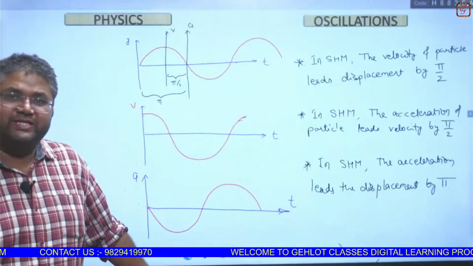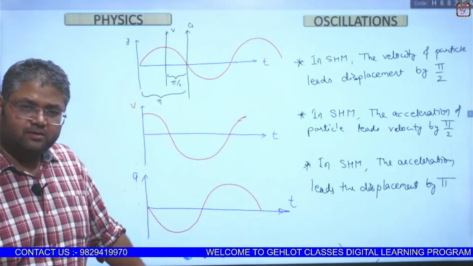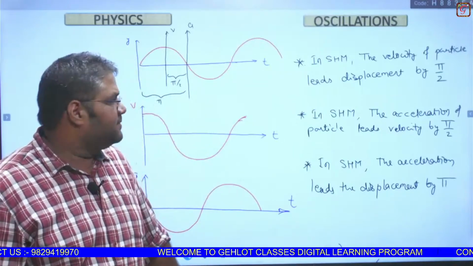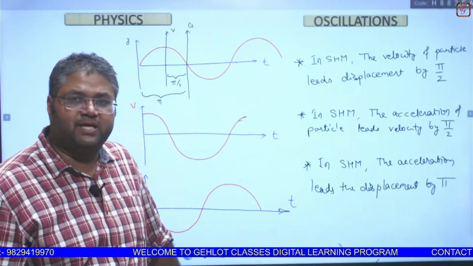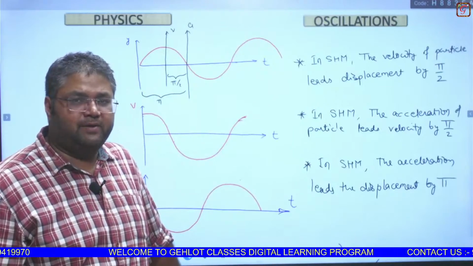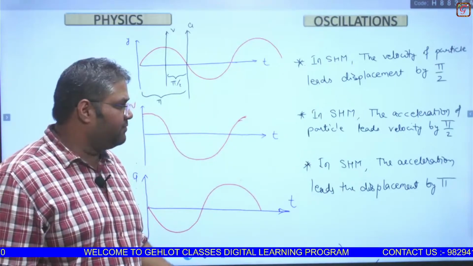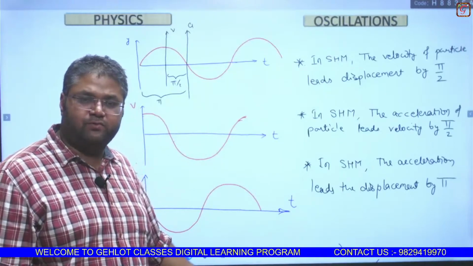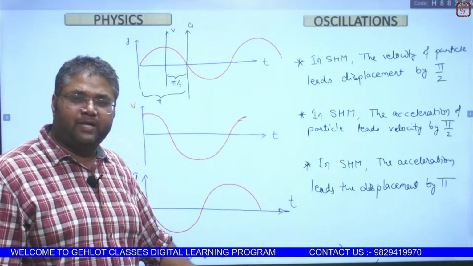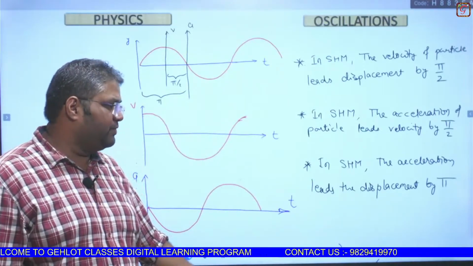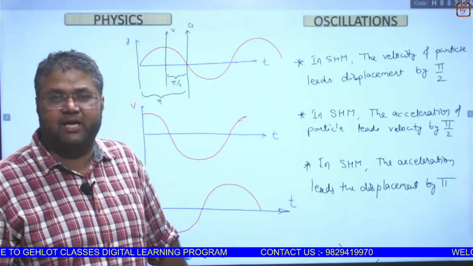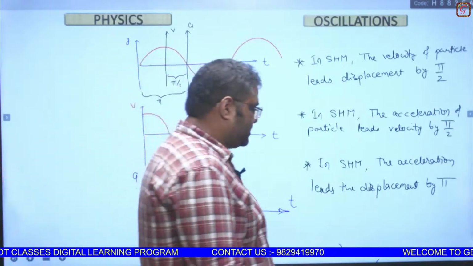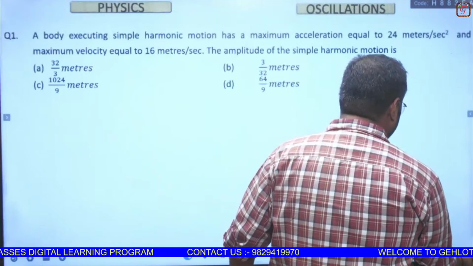So these three statements can be explained one more time: the displacement is behind velocity by pi by 2 radian, whereas the acceleration is ahead of velocity by pi by 2. So we can say the velocity is behind acceleration by pi by 2, whereas the displacement is behind acceleration by pi radians. So these are the basic major conclusions.